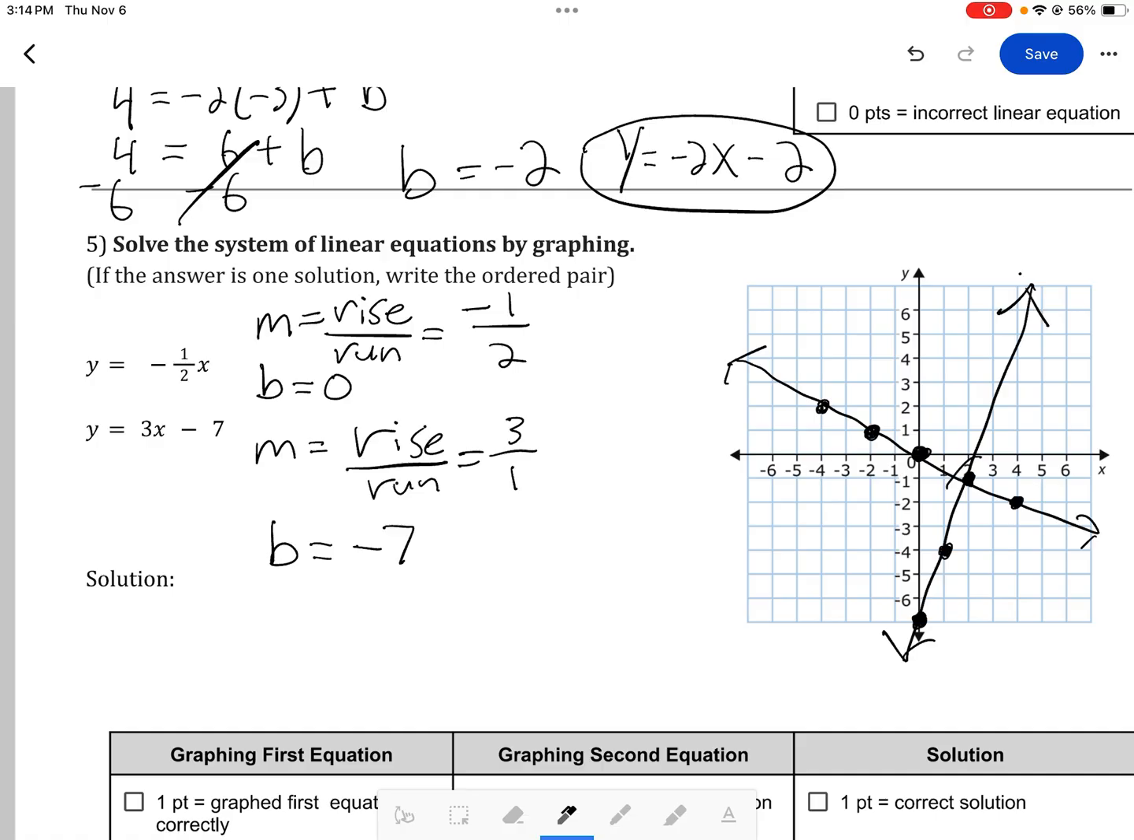I see they cross here, which is at 2 and negative 1. So that is my solution to that system.